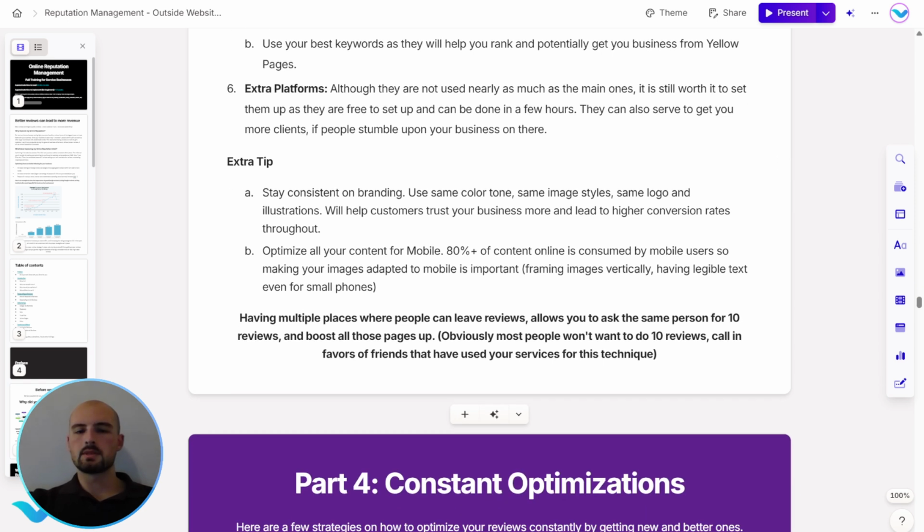So extra tips: stay consistent on branding. Use the same color tone, same image style, same logo and illustrations. It's going to help customers know that's your business. So if they're seeing reviews from that profile, they're going to know it's actually you.